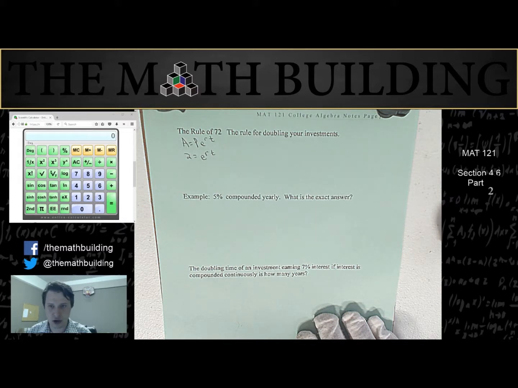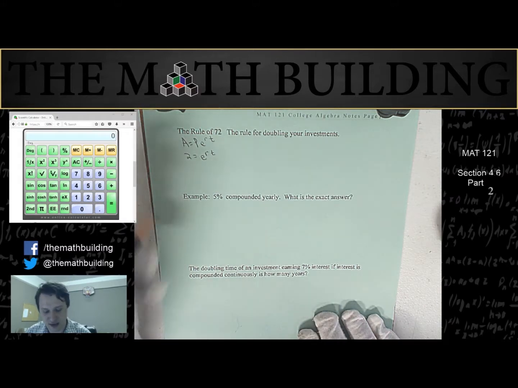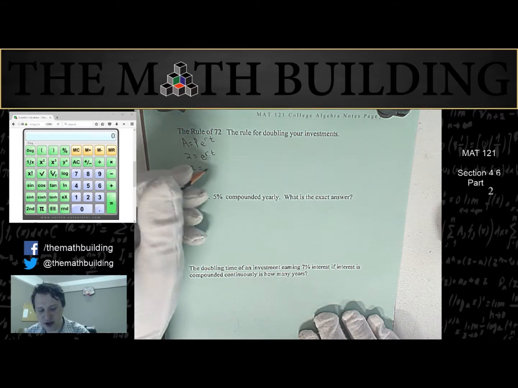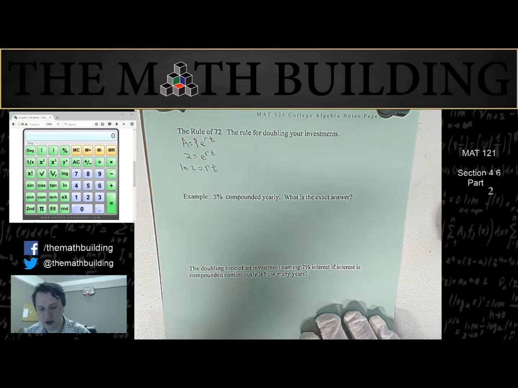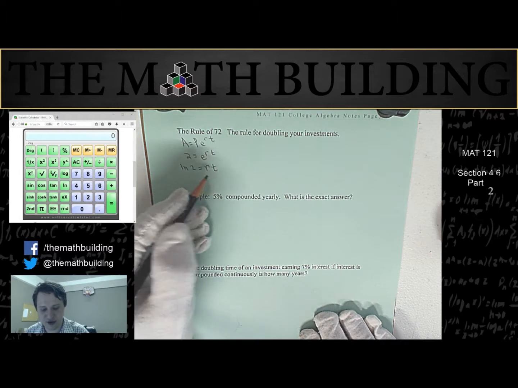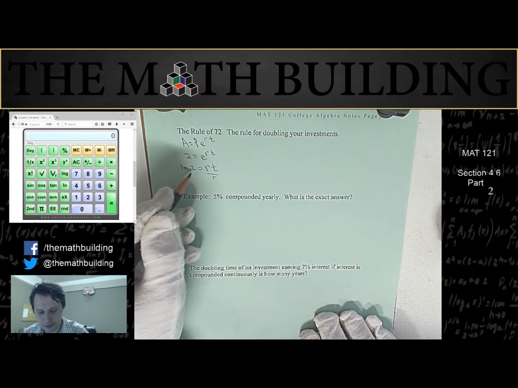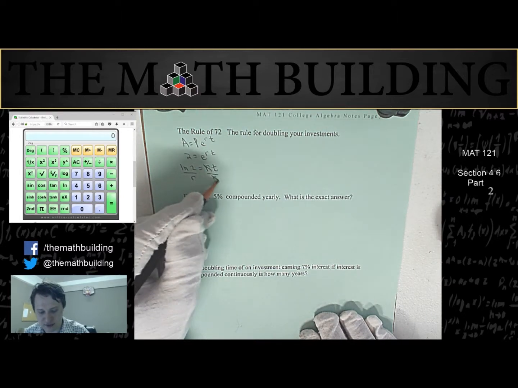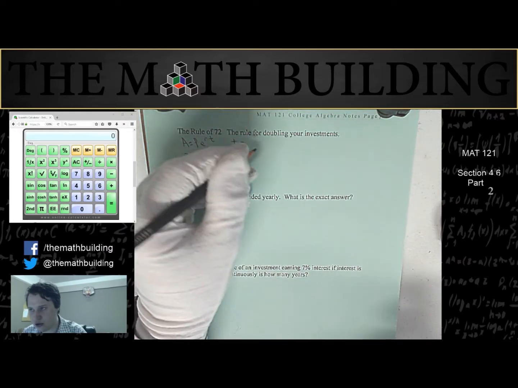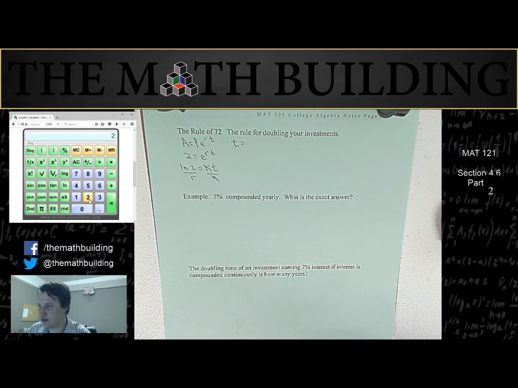Well, as you know, we now take the natural log of both sides. So natural log of 2 equals the natural log of this, which means we just have r times t. Okay, well that's pretty nifty. Let's divide both sides by r, because we want to see how long this is going to take. And we get t is equal to the natural log of 2, and I'm going to go ahead and find out what that is.